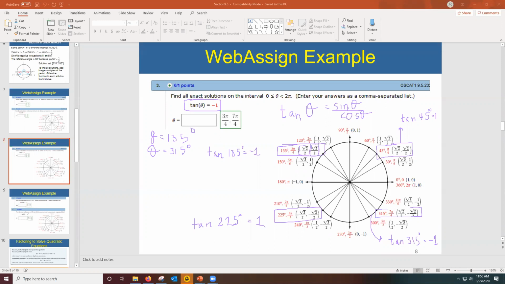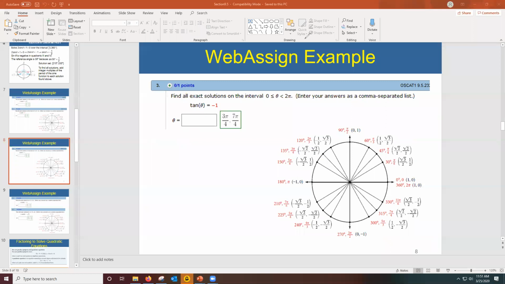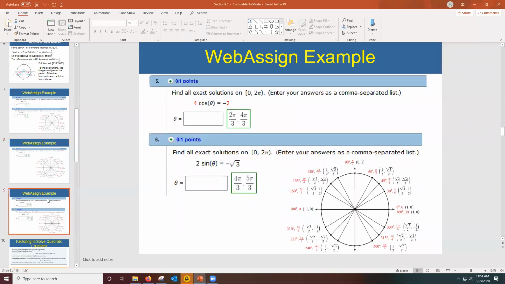Everyone okay? Please don't be shy about asking questions, folks, if this doesn't make sense. But the tangent is just a little trickier to work with because tangent is not on the unit circle. All right, let's just do a couple more examples here just to help you work through WebAssign.